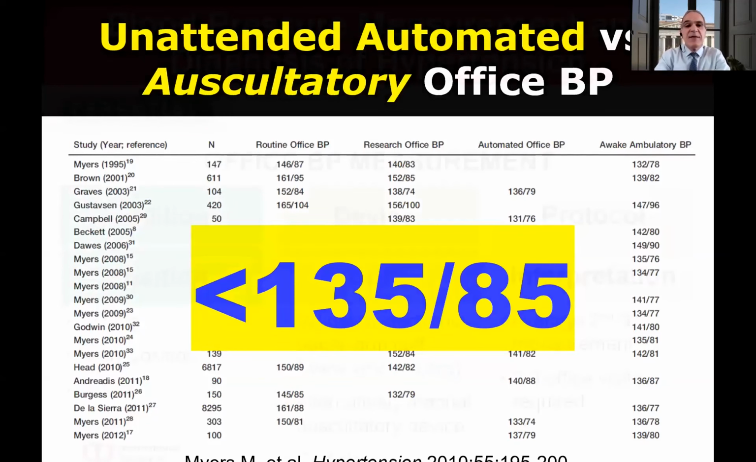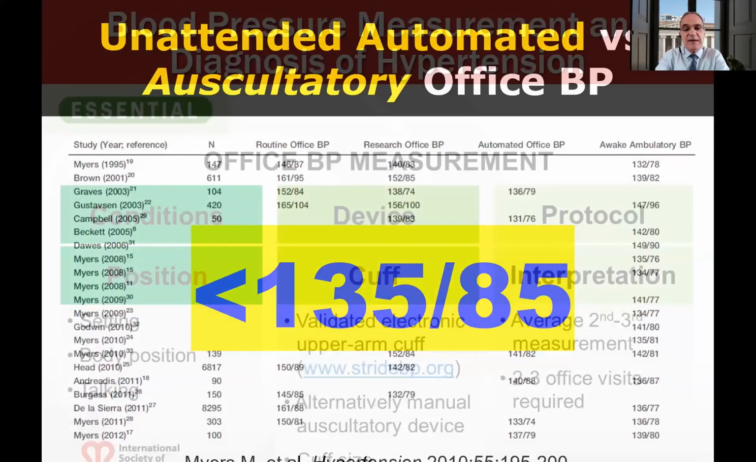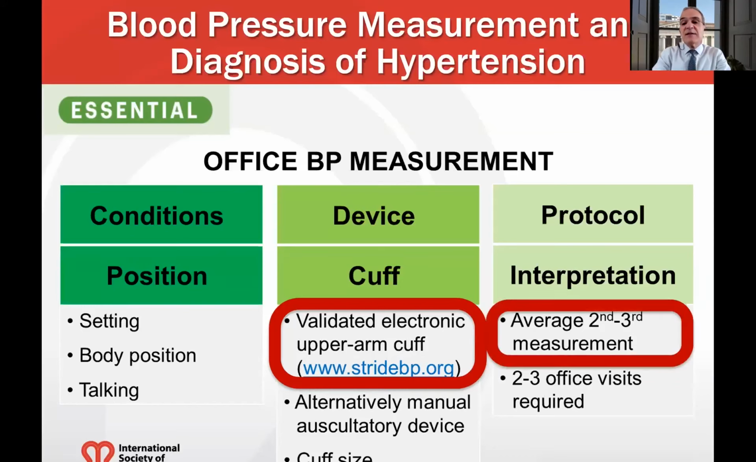So if you look at the international guidelines for blood pressure measurement, you can see here, today in the office, we now recommend electronic devices. If these are not available, alternatively, manual auscultatory devices should be used. And there is international agreement that in the office, you always take three measurements. You discard the first one and use the average of the last two.